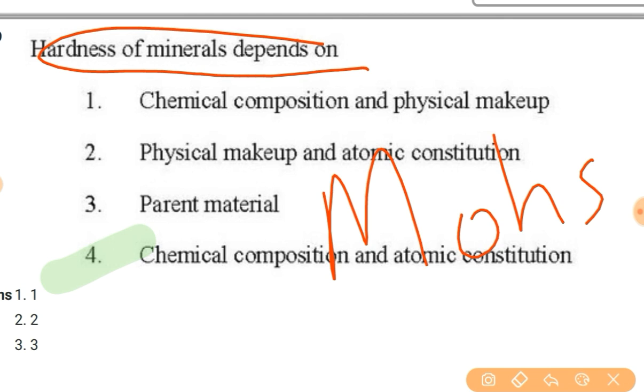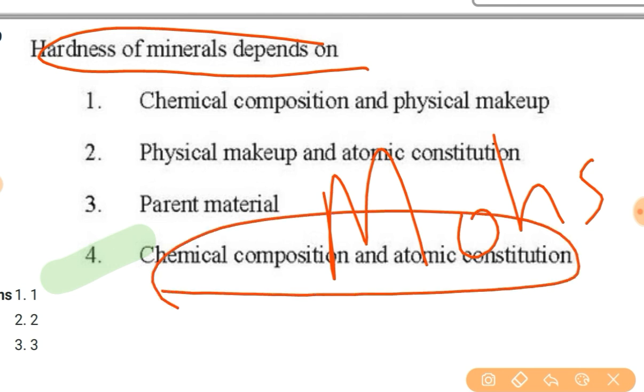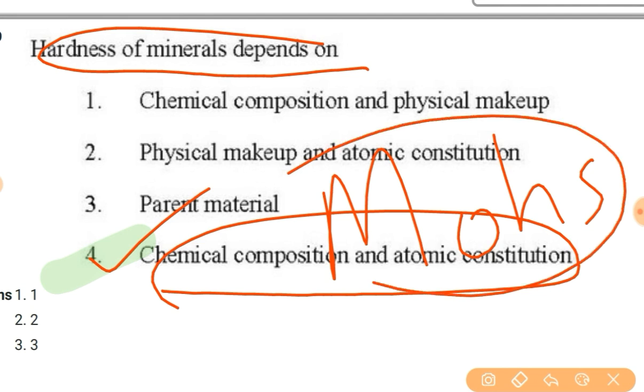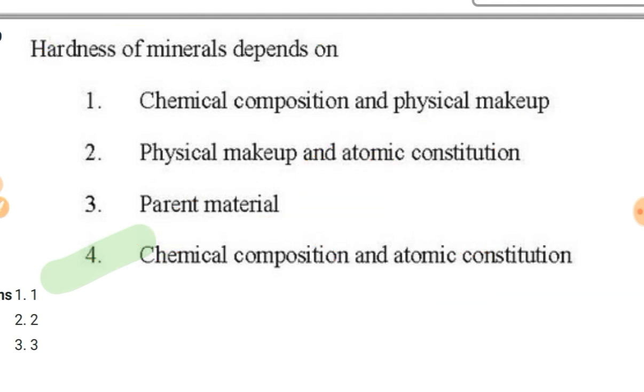Whenever we do some scratching, the minerals will develop some resistance, and that resistance is dependent upon the composition and atomic constitution of that particular mineral's elements. So that determines the hardness. So the right answer is chemical composition and atomic scale, and the hardness of minerals is measured with the help of the Mohs scale.